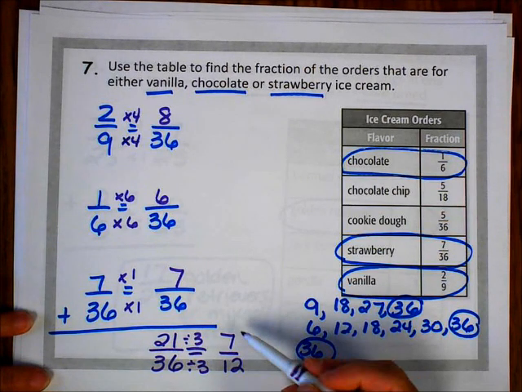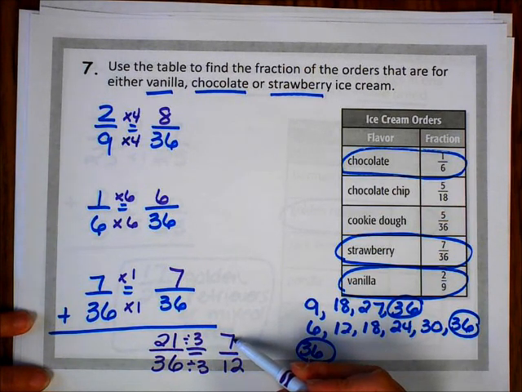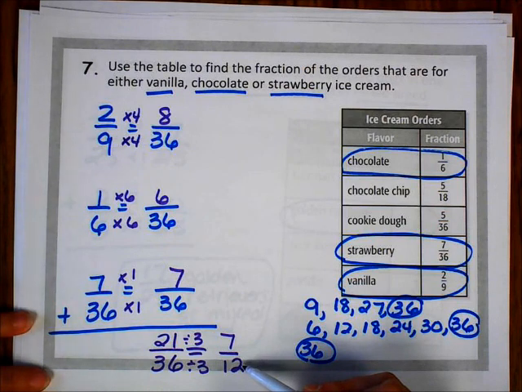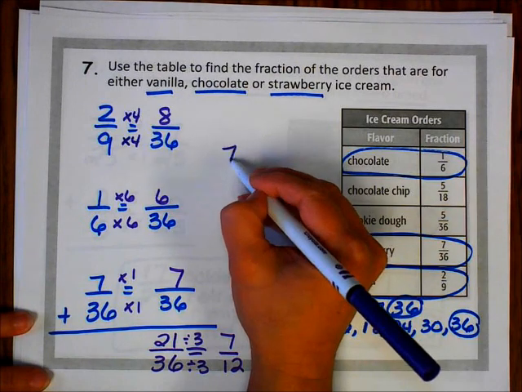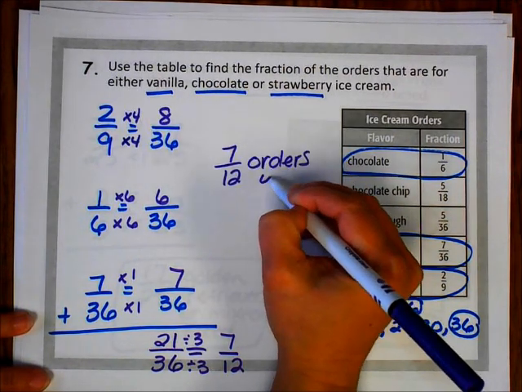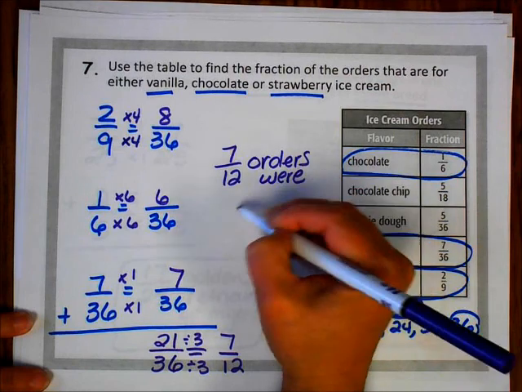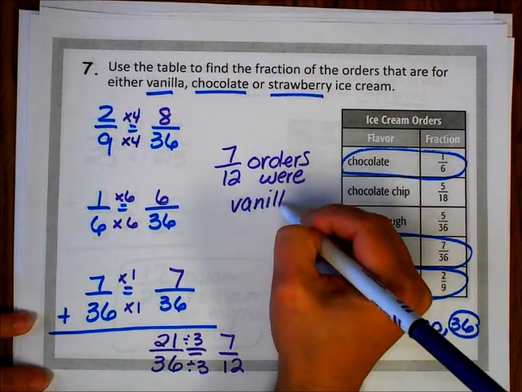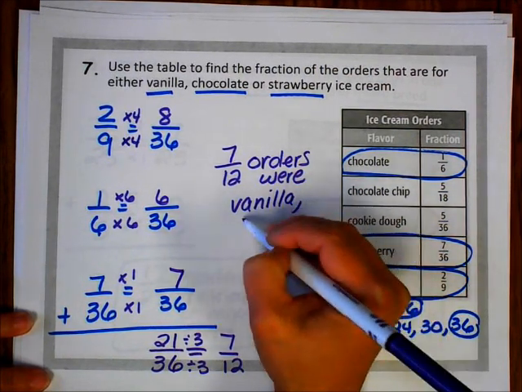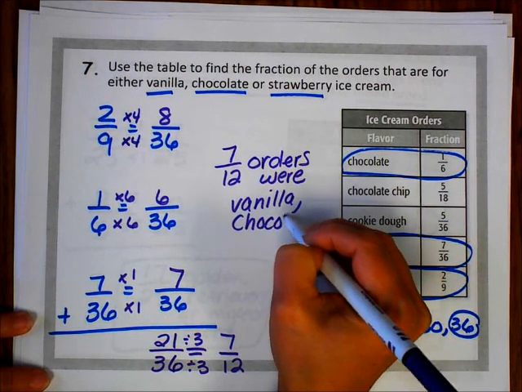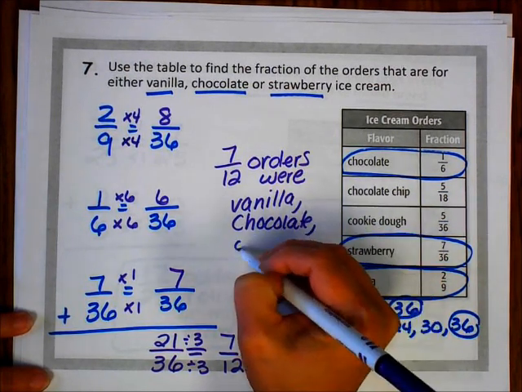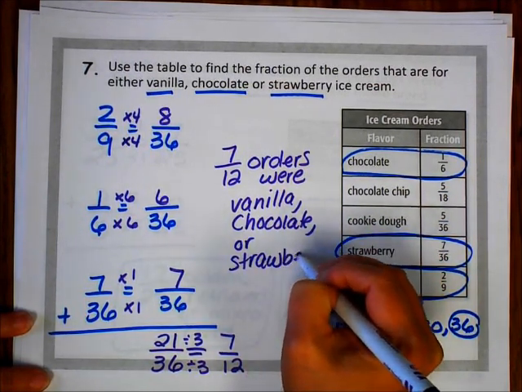I know that 7/12 is in simplest form because my numerator is prime and won't divide into my denominator. It is a word problem, so I have to label. So 7/12 of the orders were vanilla, chocolate, or strawberry.